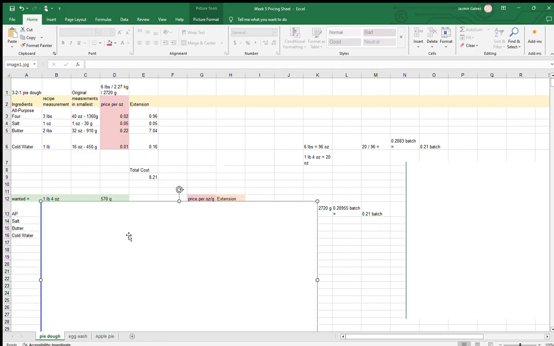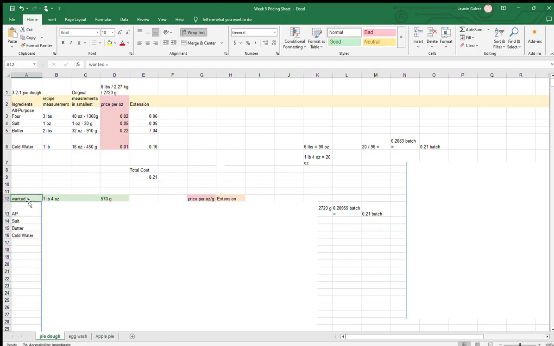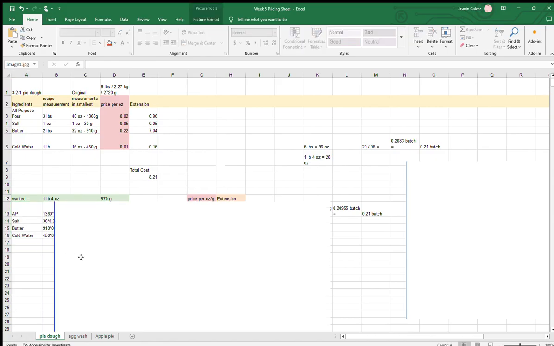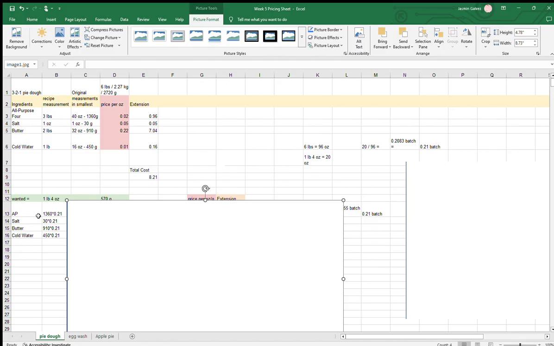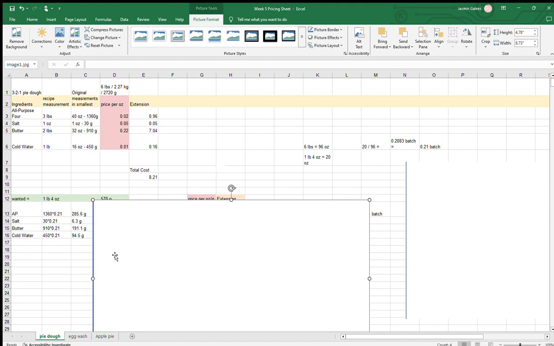So here we have the ingredients. In the wanted section, we have all the same ingredients: AP, salt, butter, cold water. But here I have the grams multiplied by the batch. So AP is 1,360 multiplied by 0.21, 30 grams for salt multiplied by 0.21, so on and so forth. And we get these gram conversions.